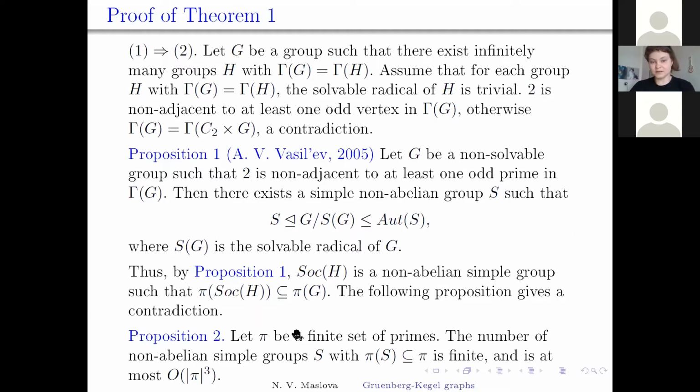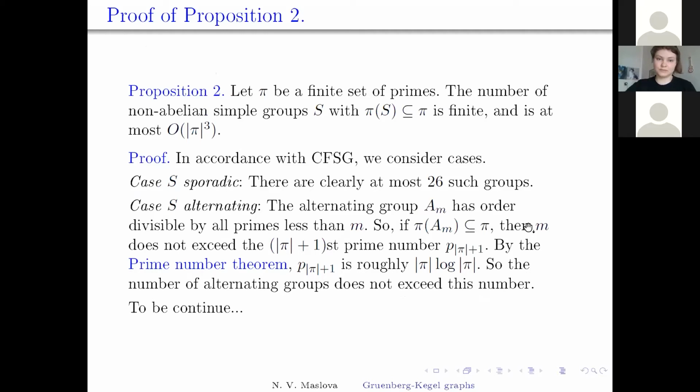If P is a finite set of primes, then the number of non-abelian simple groups S with prime spectrum of S contained in this finite set of primes is finite, and has an upper bound as a polynomial of degree at most 3. Let us prove this proposition.